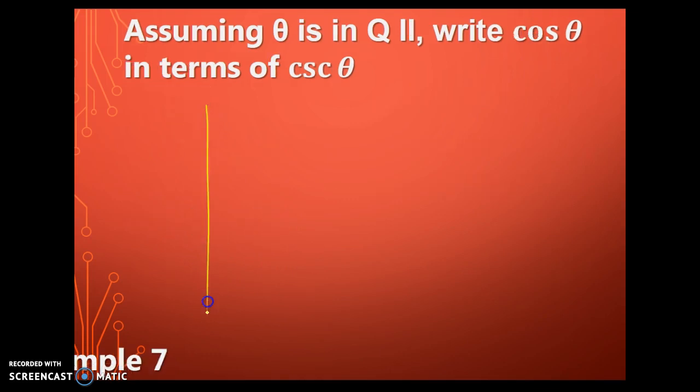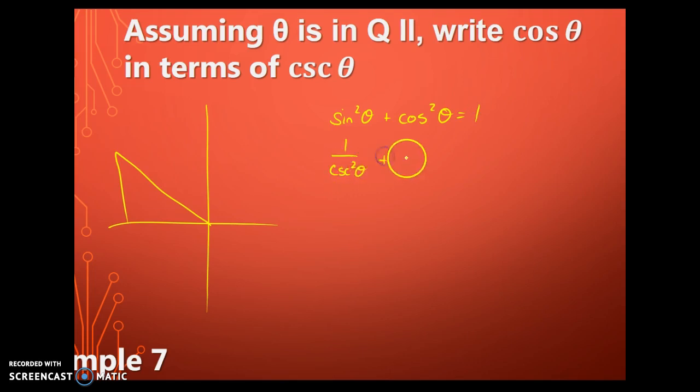Same game, hanging out in quadrant 2. Quadrant 2, I'm trying to get cosine and cosecant teamed up. Now if I go back and I look at that slide, there is no formula that has cosine and cosecant in it, so I might need to be a little bit more creative. Cosecant is based off sine. So if I start with that same identity, I can then take that sine value in the problem and switch it into a cosecant value.